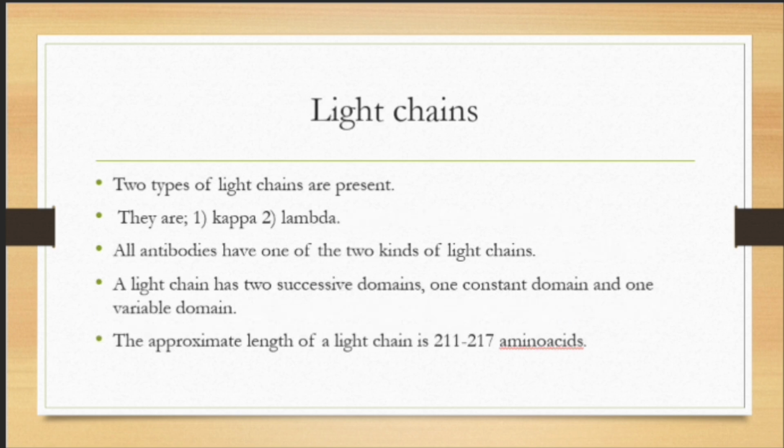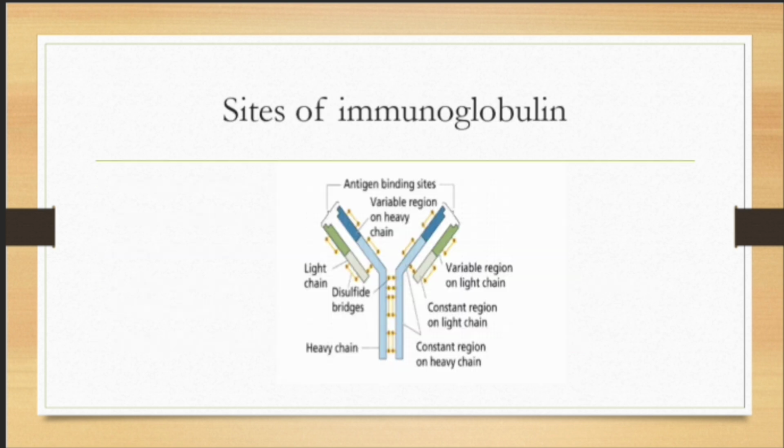Light chains. There are two types of light chains, kappa and lambda. All antibodies have one of the two kinds of light chains. A light chain has two successive domains: one is a constant domain and the other is a variable domain. It contains 211 to 217 amino acids.